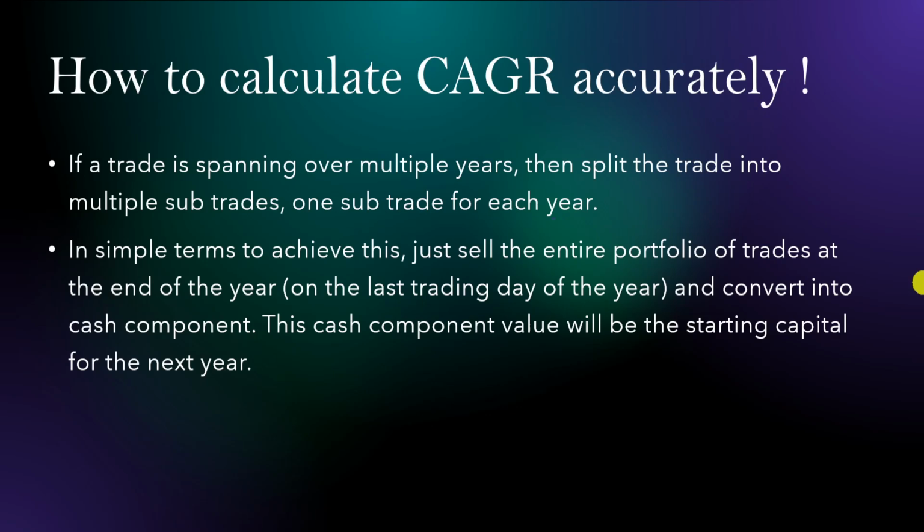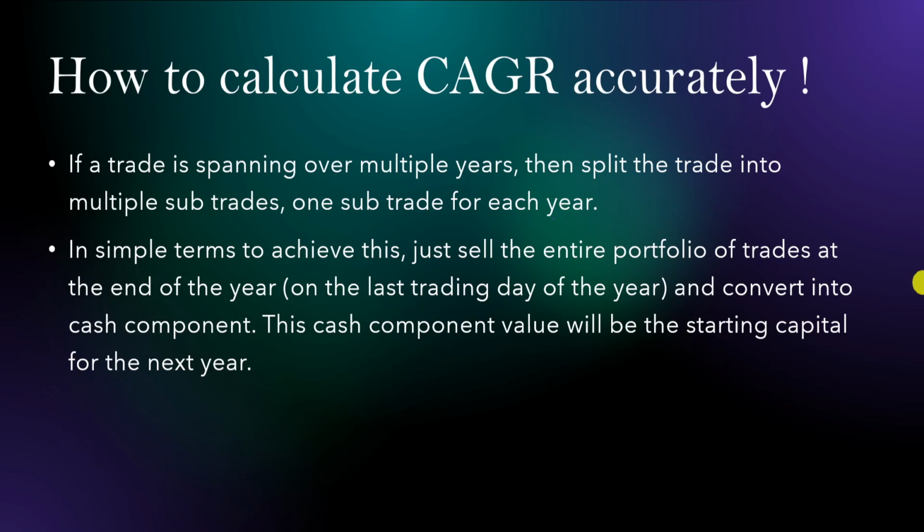In each year, like 2010, 2011, 2012, we have to calculate the trade returns individually so that each year will have proper returns for that particular trade. That will result in a proper CAGR calculation, and it is useful while calculating the drawdown as well.